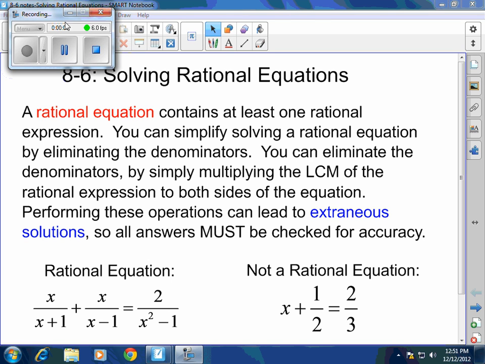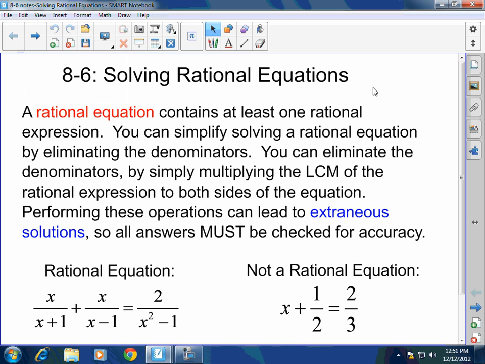Okay, guys. Today we are going to be talking about solving rational equations. We've already investigated what a rational expression is. It's when you have fractions, both in the numerator and the denominator. When you have polynomials in the denominator, it's a rational expression. We had said that a complex fraction is when you have fractions in both the numerator and the denominator.